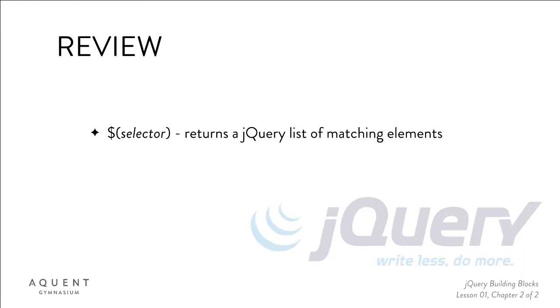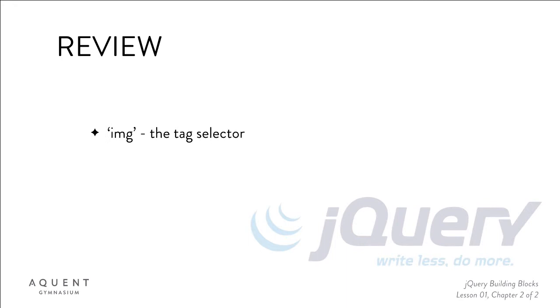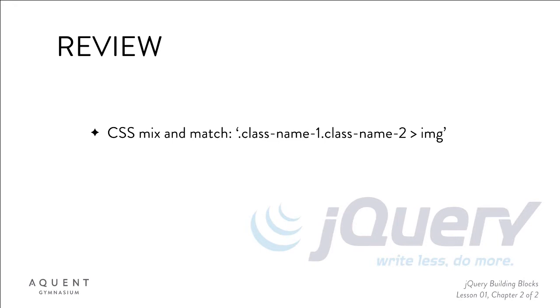For example, if you want to select all the elements of a certain tag, just pass in the name of the tag. If you want to select by ID, you use the hashtag. And if you want to select by classes, you use the dot notation. And just like CSS, you can mix and match and use hierarchical selectors and get very specific with the elements that you're selecting. Here, for example, we're selecting an image element that is the child of an element with these two particular classes. And finally, don't forget that you can chain jQuery result lists. It returns a list of objects, which can then have further jQuery things done to them.